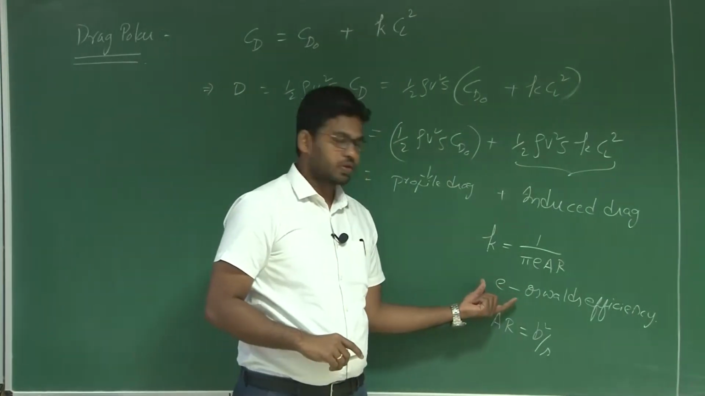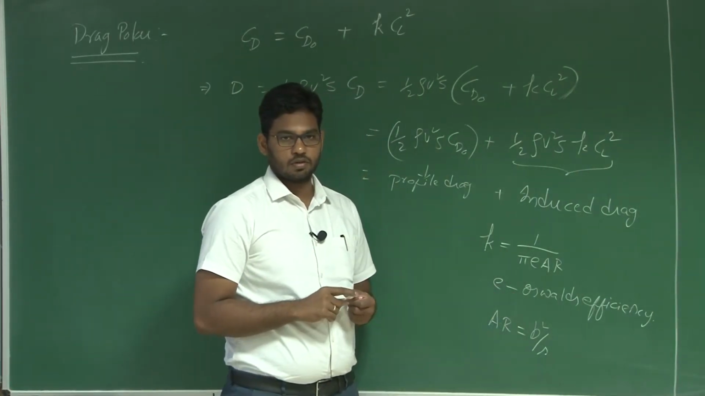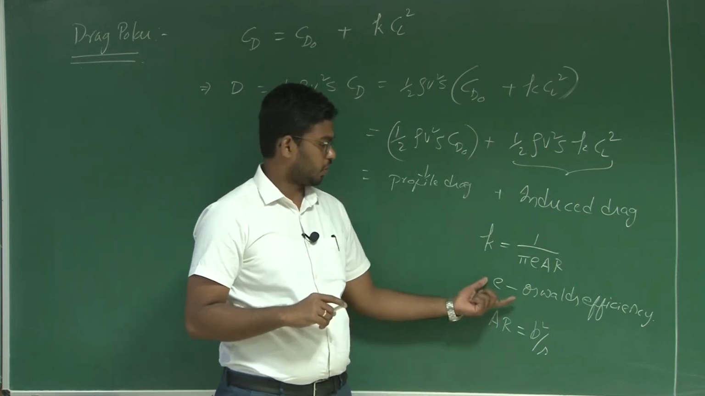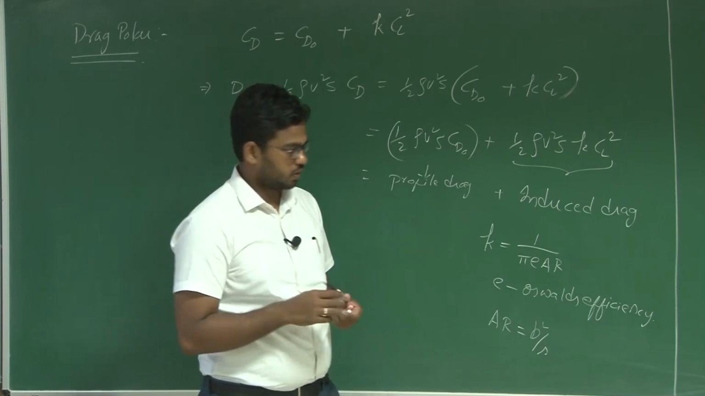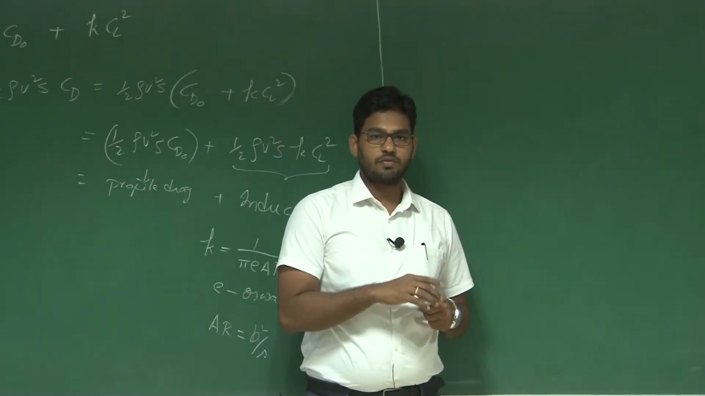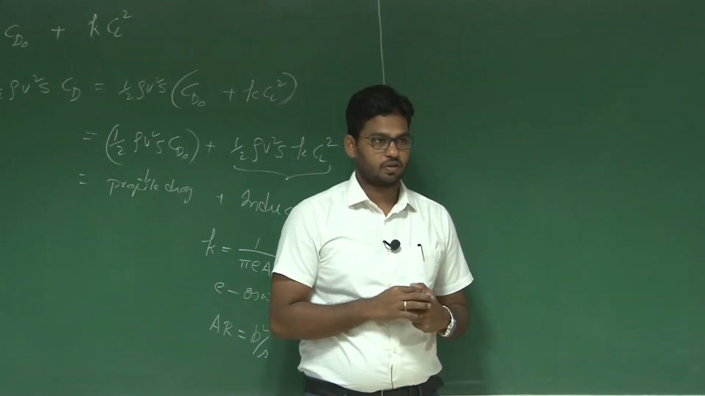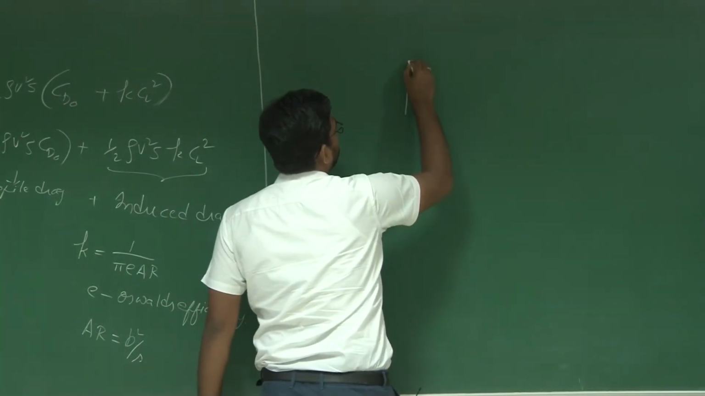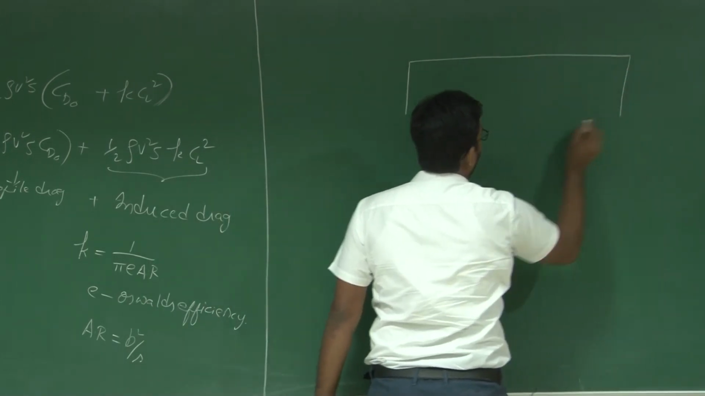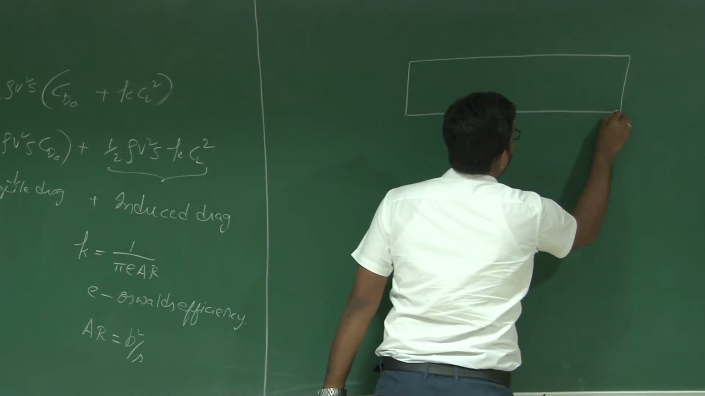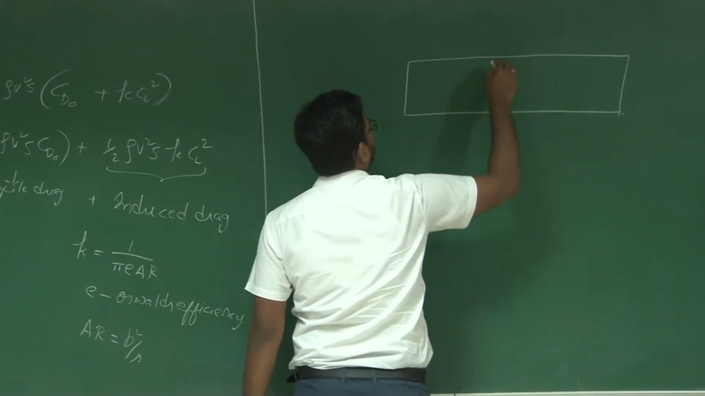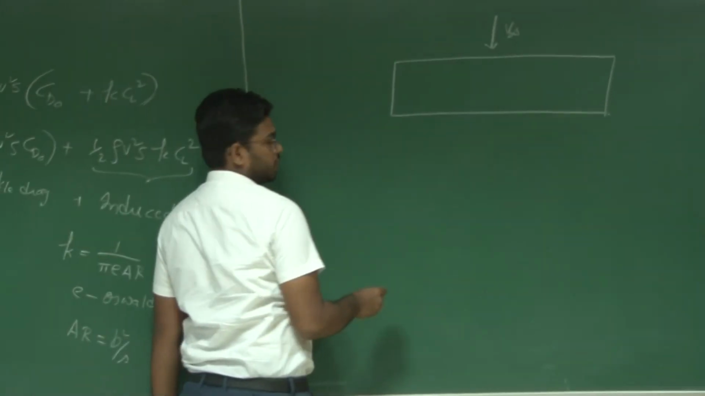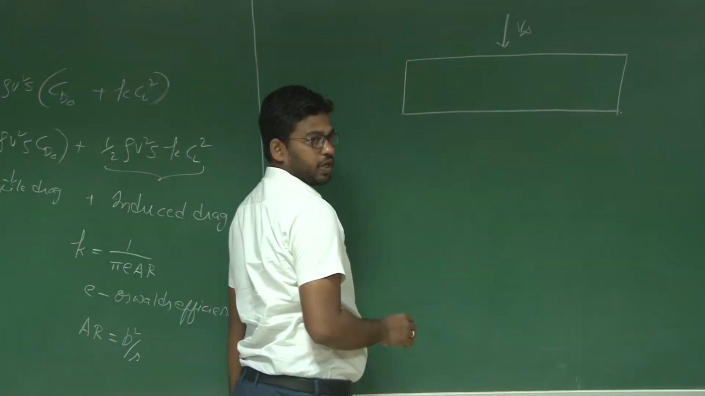Now, the Oswald's efficiency here, what does it mean? How is it going to affect the induced drag? What are the boundaries of this Oswald's efficiency? In our previous lecture, we witnessed the lift distribution along the span of the wing, right? So for a rectangular wing, let us say this is your planform geometry. You are looking, this is your V infinity, this is the top view, right? So how is the lift distributed along this span?